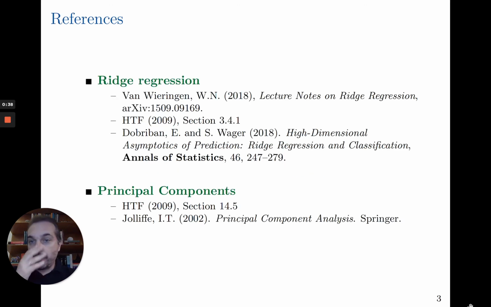Okay, some references for ridge: these very nice lecture notes, as I have already mentioned to you, you can download from arXiv; section 3.4.1 from the Hastie, Tibshirani, and Friedman book. And if you want to learn more about theoretical properties of ridge, especially in ultra-high dimensions, this very recent paper by Dobriban and Wager in Annals of Statistics.